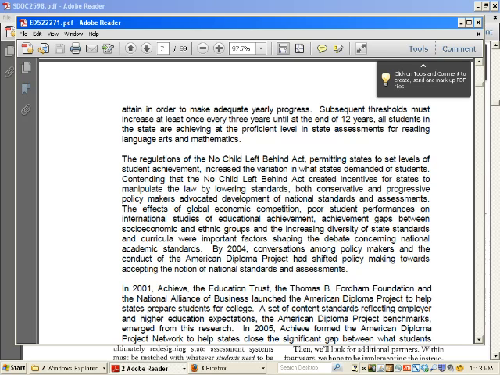In 2001, a private nonprofit called Achieve, along with the Education Trust, the Thomas B. Fordham Foundation, as well as the National Alliance of Business, launched what became known as the American Diploma Project to help states prepare students for college. Now, we need to take a pause here and make sure we understand where this is coming from. Why would a national nonprofit like Achieve decide to do this American Diploma Project? The simple answer is grants. By receiving federal money to do these grants and these studies, they could function as a nonprofit.